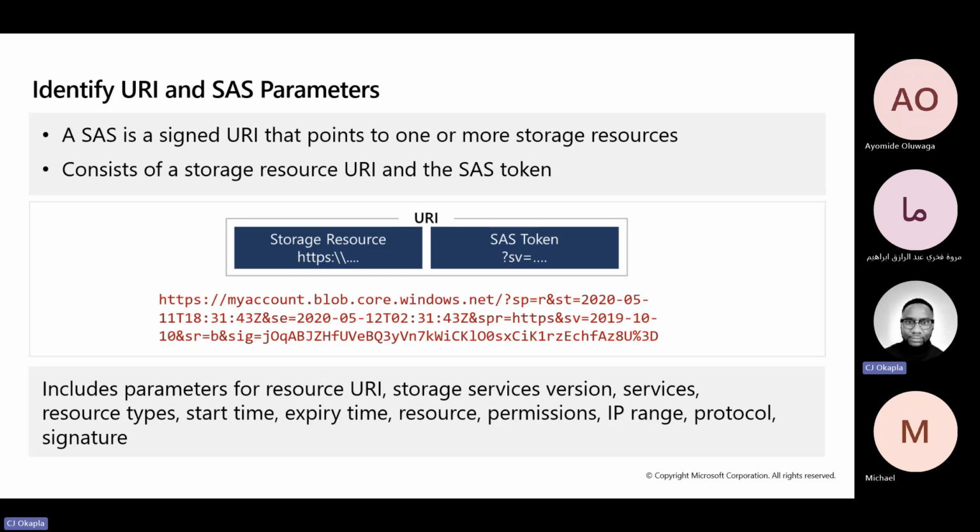So identify URL and SAS parameters. SAS is just a shared access signature, a signed URL that points to one or more storage resources. So this consists of a storage resource URL and a SAS token. So this is the SAS token. In the SAS URL, what you see is the storage resource, and then the SAS token. So from here is the SAS token.